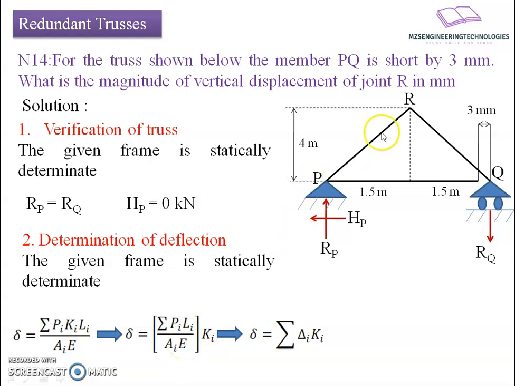If I assemble the deformation of all the members of the truss and multiply by the unit load effect, the unit load coefficient here, I am going to get the displacement of the entire truss. So we can write the summation of delta_i into K_i. Now I will utilize this equation to find the total displacement of the system.